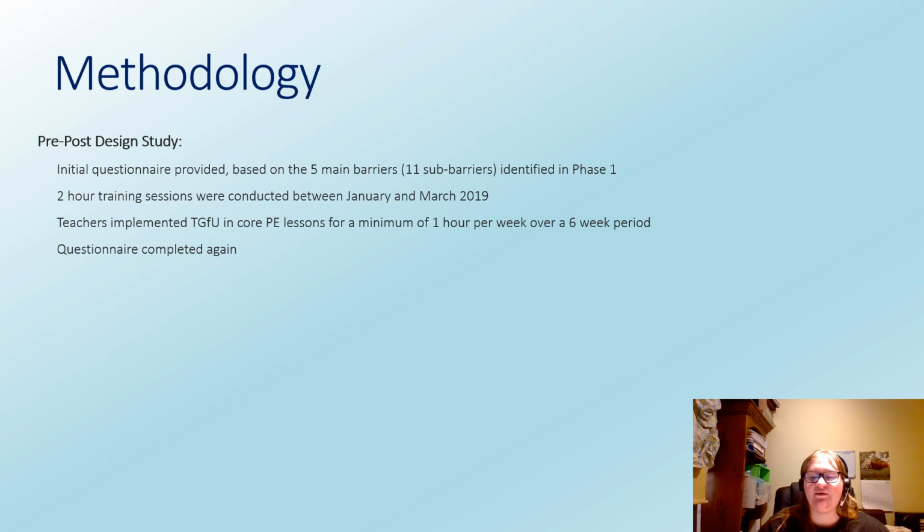Following the practice, they were given the questionnaire again to see if any of the barriers had been reduced, and a focus group with each department in the school was conducted to gain a greater depth of knowledge on the perspectives of the TGfU approach.